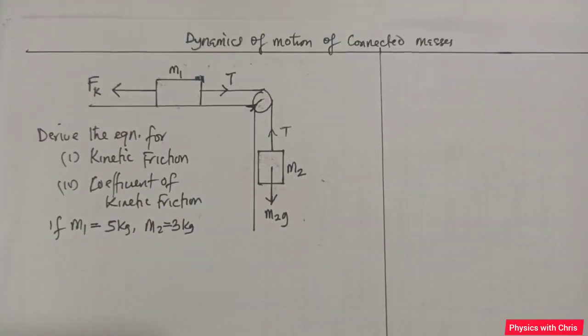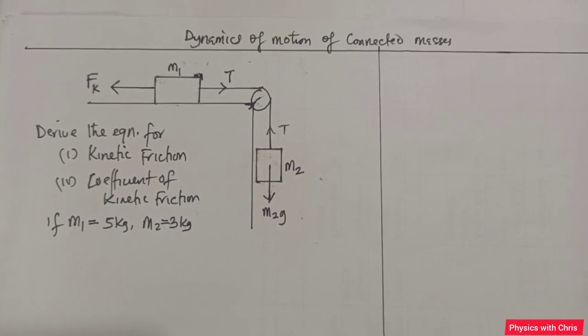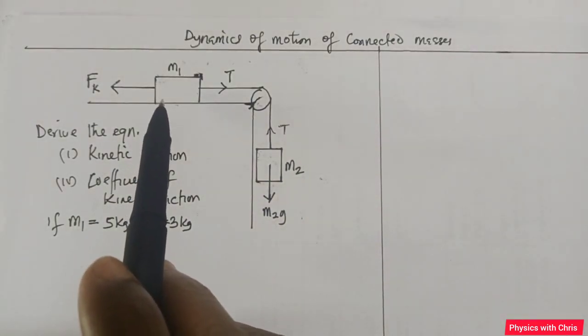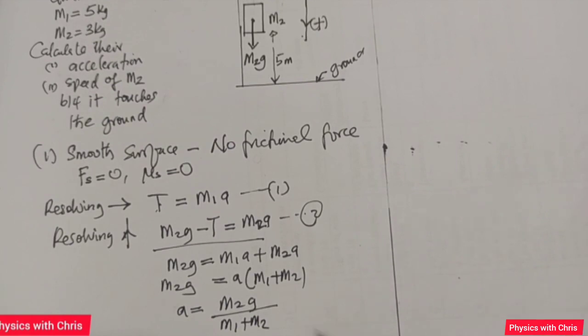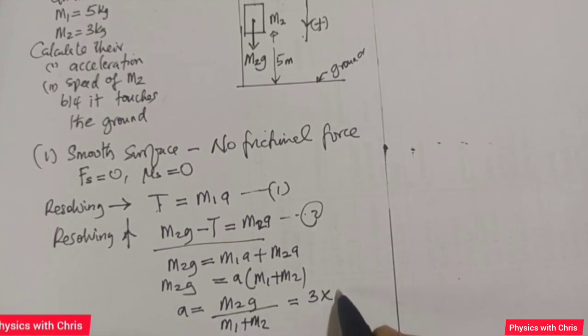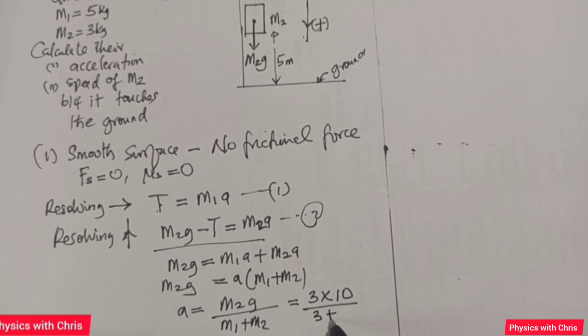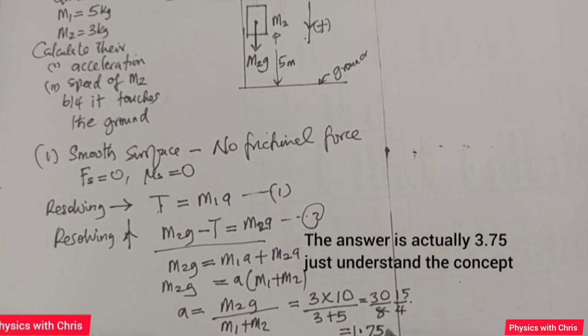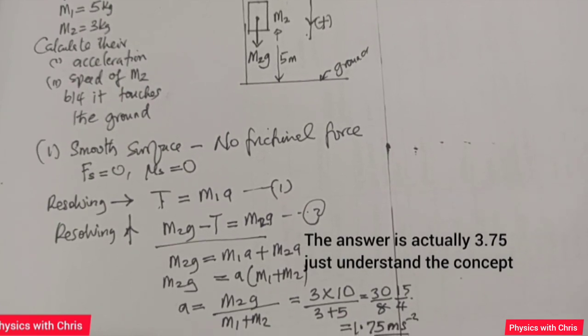In this video, I'm going to continue with the dynamics of motion of connected masses, applications of Newton's second law of motion. I started this in my first video where I looked at the case where there is no frictional force that exists between the two surfaces, the surface of block M1 and the table surface. I also derived the equation for the common acceleration of the blocks, because if the two blocks are allowed to move, they move with a common acceleration.